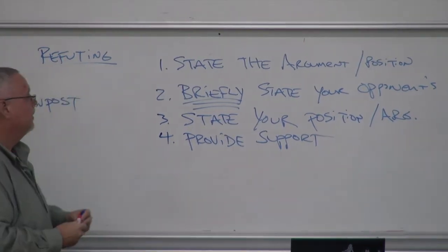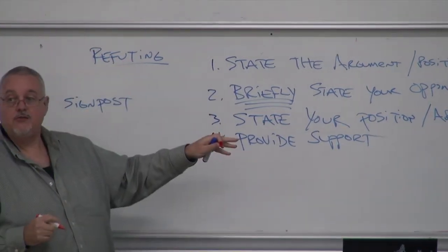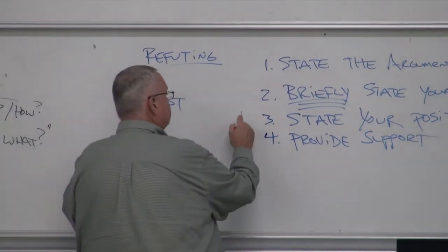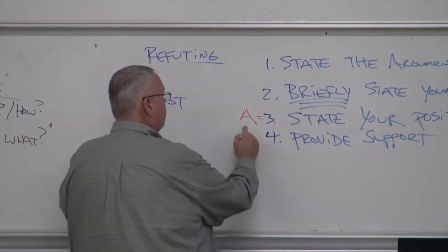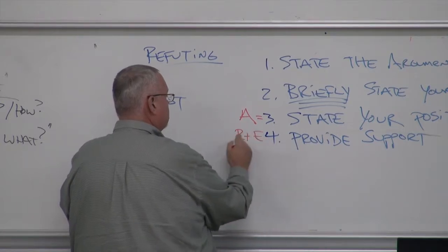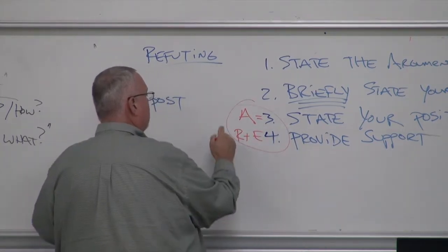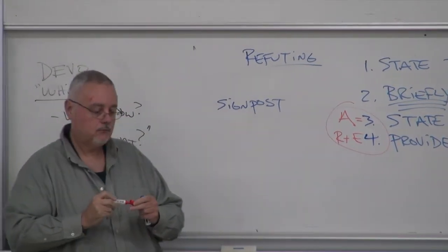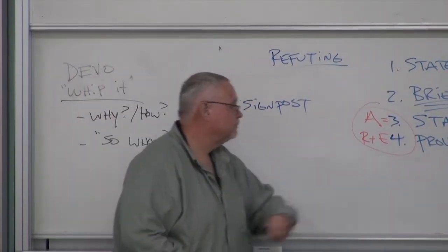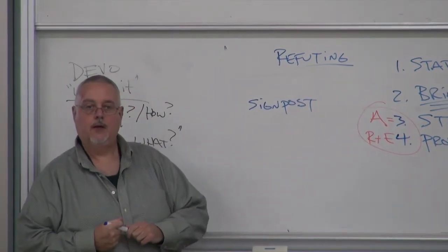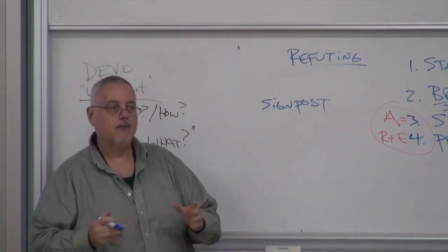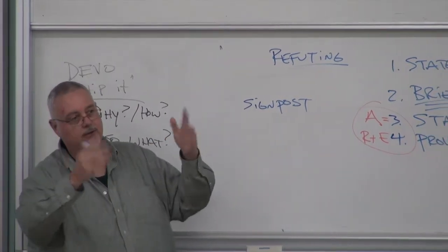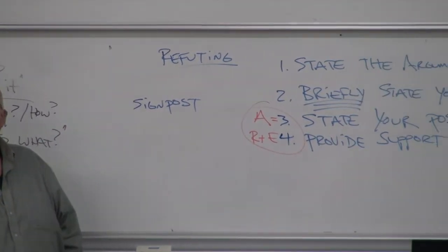Remember the acronym for what an argument is? ARE: Assertion, Reasoning, Evidence. So right here is the A, and right here is the reasoning and evidence. So with 3 and 4, you are actually making your argument. Okay? Now, basic income causes inflation, and I explain why or whatever.